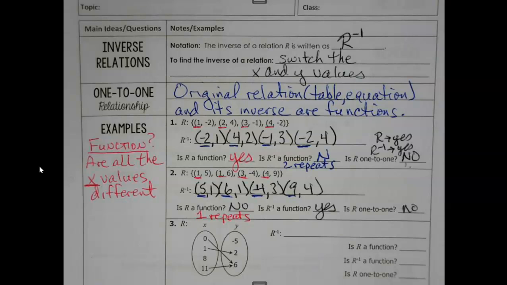So with this one, when I look at my original, once I've done my inverse, my 1 repeats for my x values. That one's not going to be a function. My inverse, though, all of my x values, once I flip them around, are different. So my inverse would be a function, but it is not 1-to-1, because again, the answer to both of these has to be yes for me to get that 1-to-1.